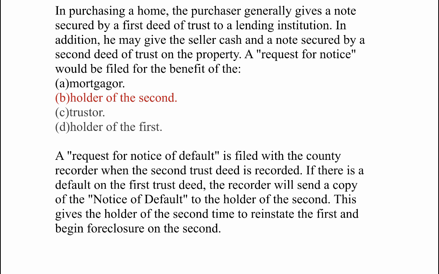The answer is holder of the second. Remember, the first mortgage takes priority over the second. Therefore, if the first mortgage is not being paid, then the second needs to know about it. So the first doesn't get paid, the second can't be paid. And that notification is called a request of notice of default.